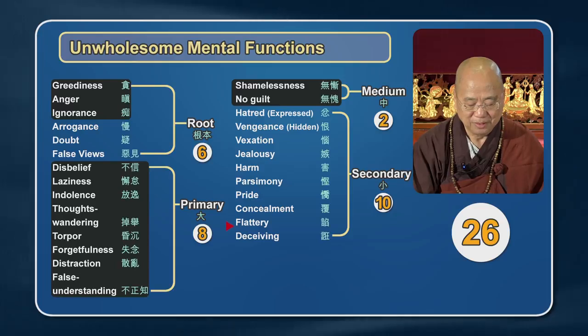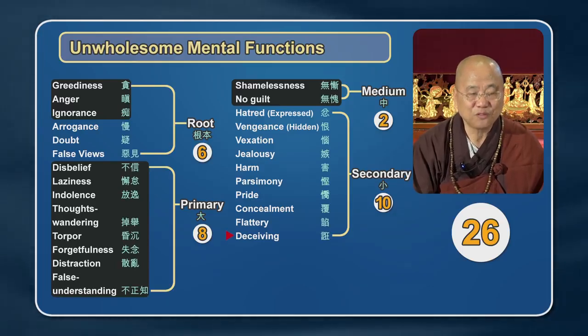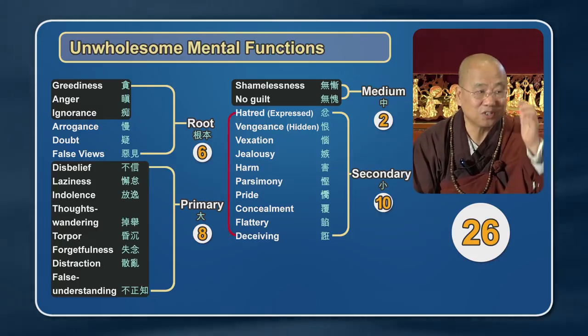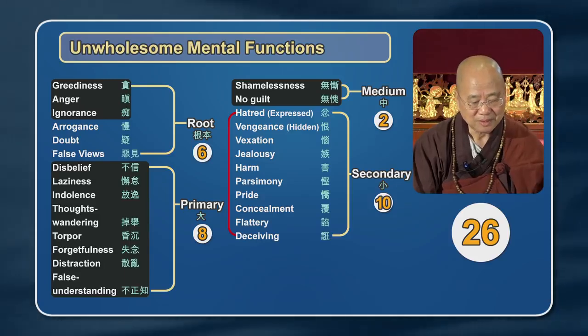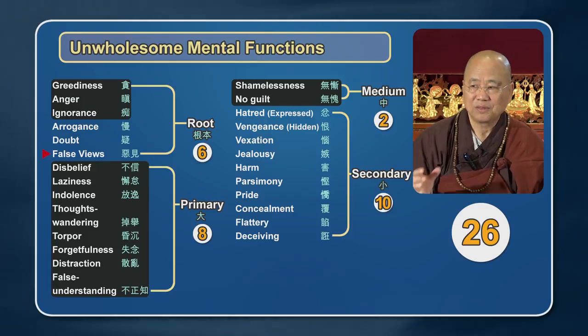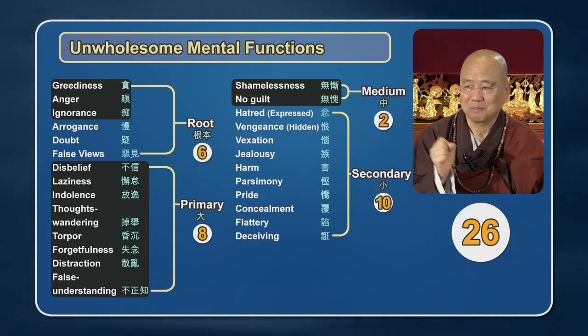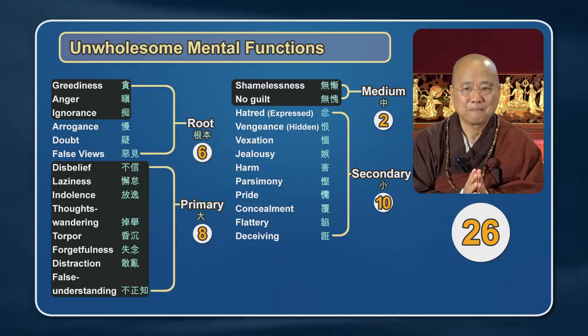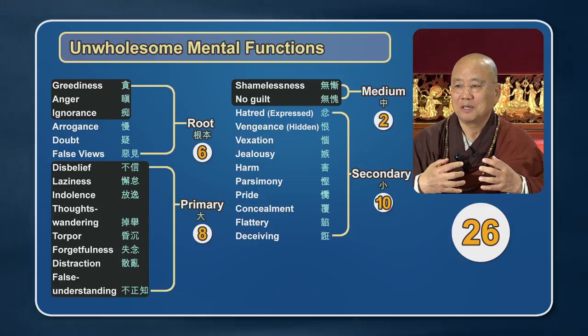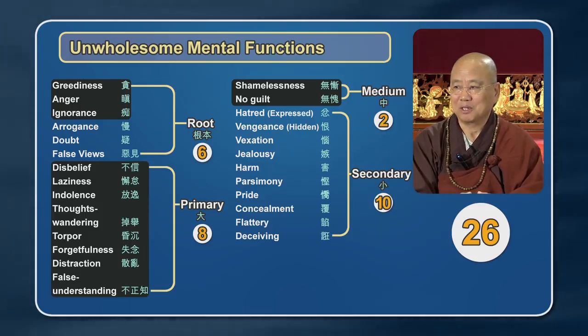Pride, concealment, flattery, deceiving. These are too subtle for the first 5 consciousnesses. They are for the sixth, the inside, the mono-consciousness. And arrogance, doubt, and false views are so subtle that only the mono-consciousness has these kinds of unwholesome mental functions. So in other words, our sixth consciousness is extremely versatile in interacting with these unwholesome mental functions. It is extremely active in it. It is extremely dangerous when it gets involved with unwholesome mental functions. When it gets into bad friends, it is extremely active.